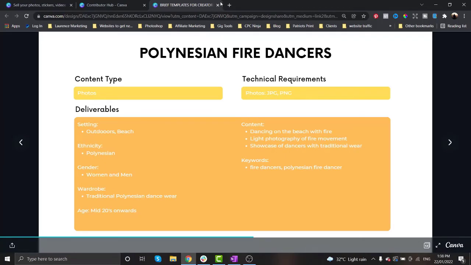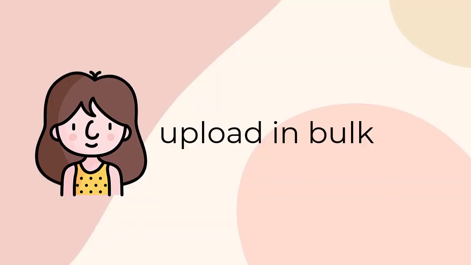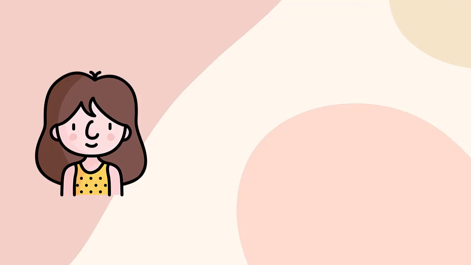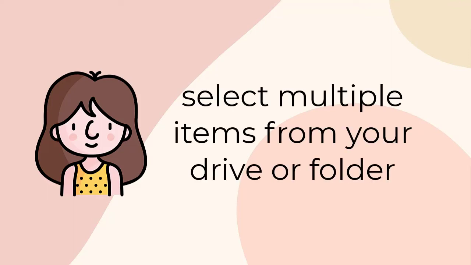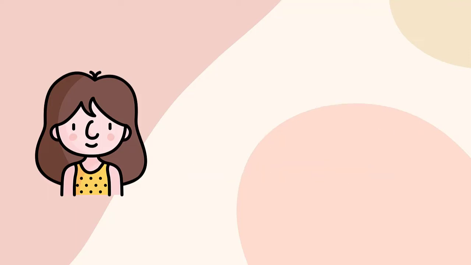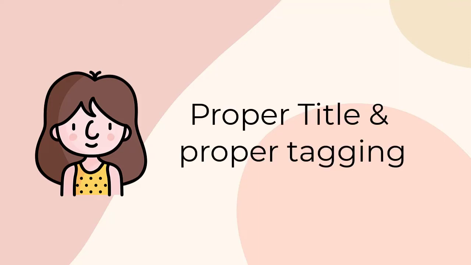Once submitted, reviewing usually takes time, so I just create more products while waiting. I forgot to mention that you can also upload in bulk just in the upload section. It's easy. Just select multiple items from your folder or drive and it will upload everything in one click. Make sure to use proper title and tagging on each of the artwork though.